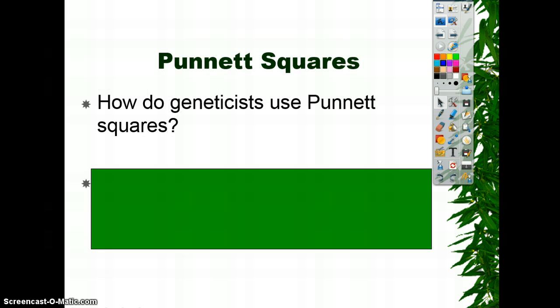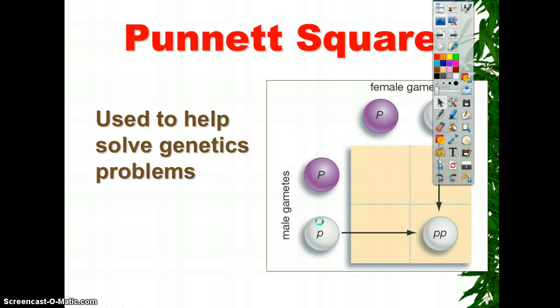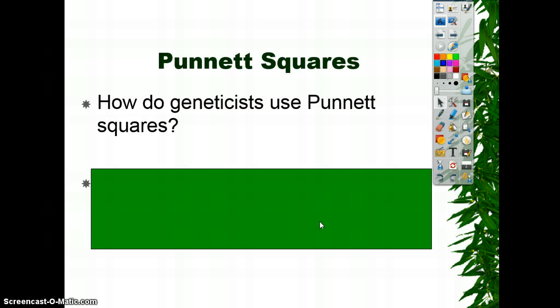And then how do geneticists use Punnett squares? They're going to use the Punnett square to determine all possible options for the baby. All possibilities for the baby. Punnett squares, what are those? You're going to find out in a minute. But we use Punnett squares in genetics to determine probability, to determine the possibilities for the children.